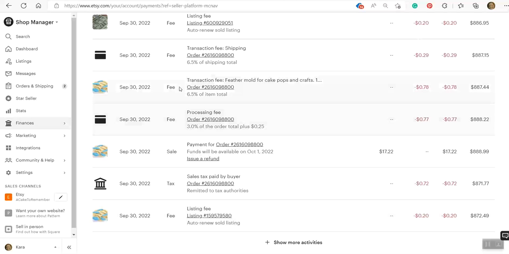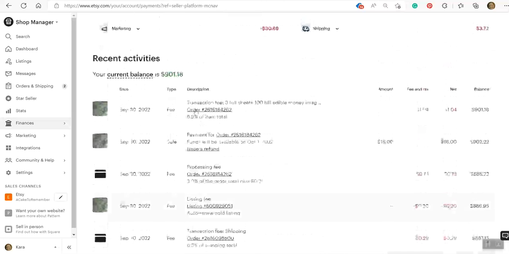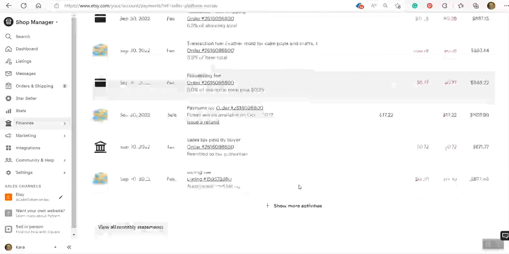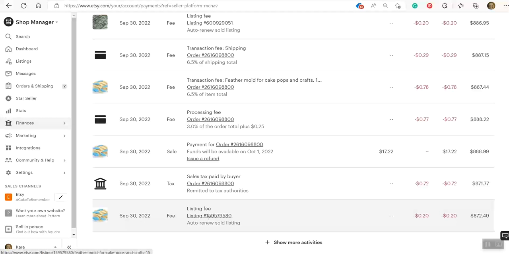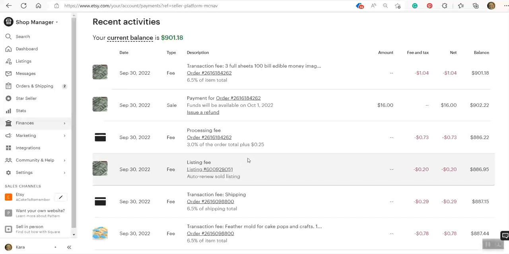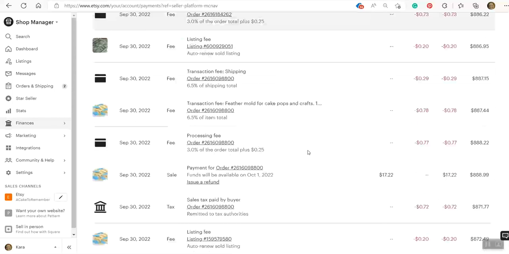So basically, this is an order where the customer paid for shipping, okay? This is an order where it was free shipping, so the customer did not pay for it. The differences that you're going to see: each one has a listing fee, which is 20 cents to renew it. You are going to see sales tax that the buyer paid if Etsy collects that for you in that situation, like if they come from a place where they have to collect tax. It doesn't look like it was here, so that might have been a state that doesn't collect sales tax.